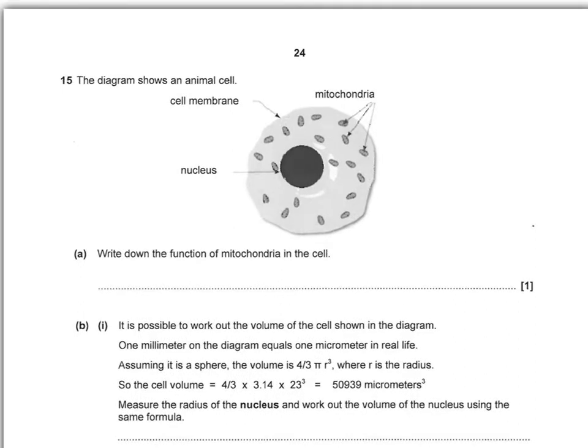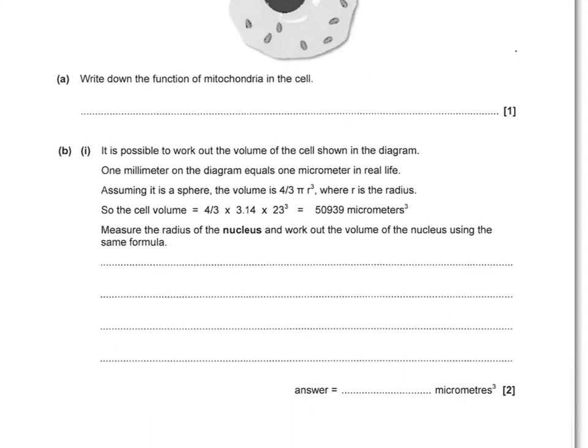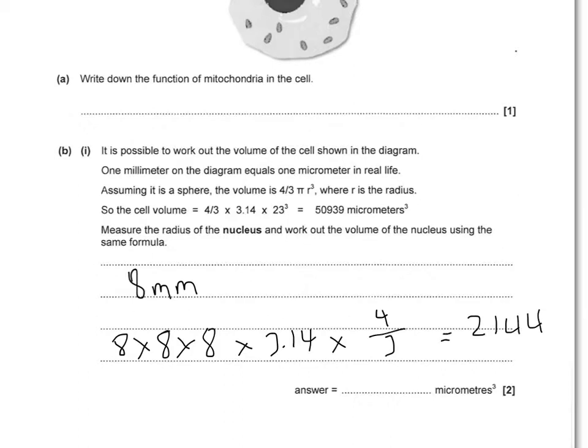So first you've got to use a ruler and measure the nucleus, and the nucleus is 8 millimetres. And then you do 8 times 8 times 8, that's 8 cubed, times 3.14 times 4/3, and that equals 2144.